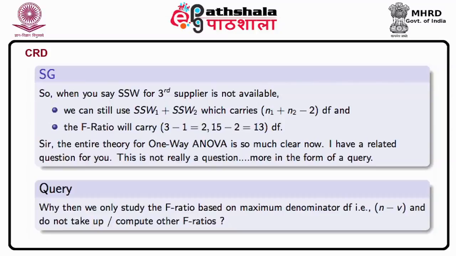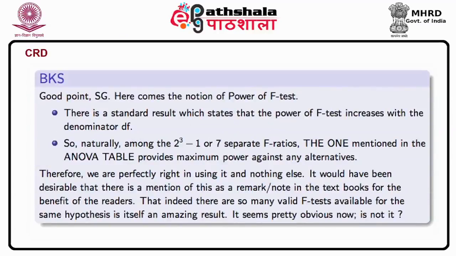I have a related question for you. This is not really a question, more in the form of a query. The question is, why then we only study the F ratio based on maximum denominator degrees of freedom, that is n minus v, and do not take up or compute other F ratios? Good point, Sagorika. Here comes the notion of power of F-test.